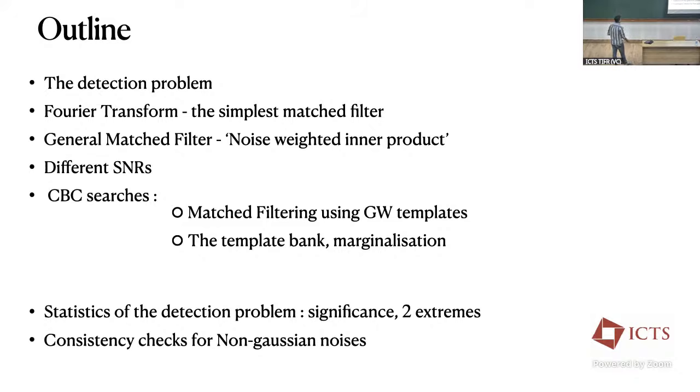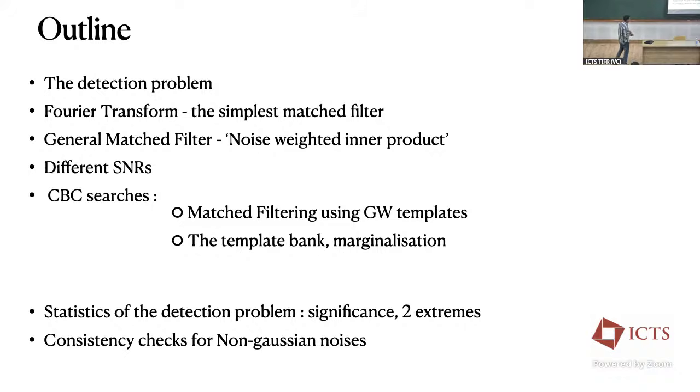Then I will try to motivate that Fourier transform that we have discussed yesterday quite long. It's the simplest matched filter possible, with the same animations I showed yesterday. Extending that argument, I'll introduce the general matched filter, which will be nothing but something called the noise-weighted inner product that I will define. Then I will talk about different SNRs that we use in our GW literature, mostly focusing on compact binary coalescence searches.